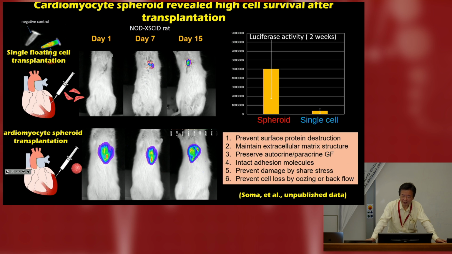We suspected the reason as follows. They can prevent surface protein destruction by trypsin digestion. They can maintain extracellular matrix structure, preserve autocrine paracrine growth factors, keep cell adhesion molecules intact, prevent damage by shear stress, and prevent cell loss by oozing or backflow. Anyway, this method is very good and has a good result for cell transplantation.